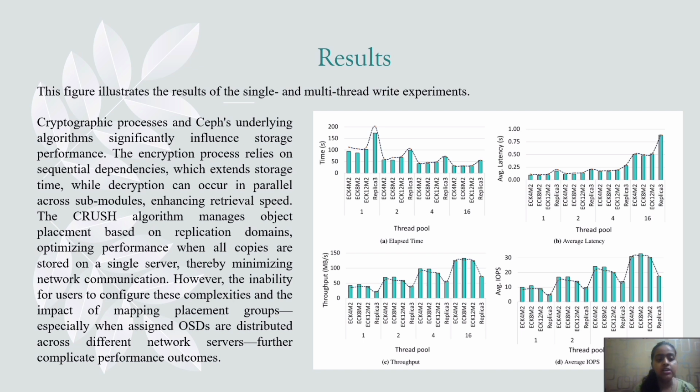Results. This figure illustrates the results of the single and multi-thread write experiments. The cryptographic process and Ceph's underlying algorithms significantly influence storage performance. The encryption process relies on sequential dependencies which extend storage time, while decryption can occur in parallel across submodules, enhancing retrieval speed. The CRUSH algorithm manages object placement based on replication domains, optimizing performance when all copies are stored on a single server, thereby minimizing network communication.